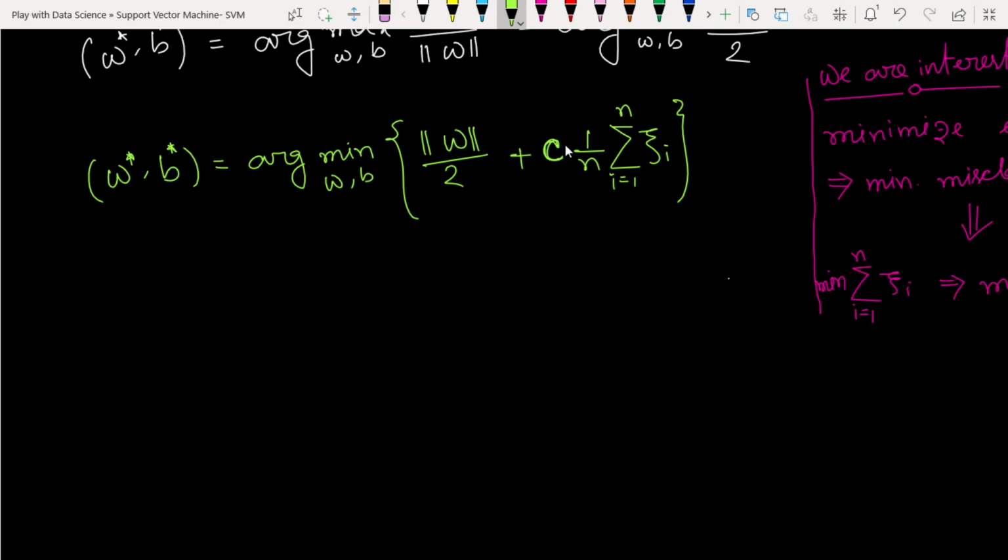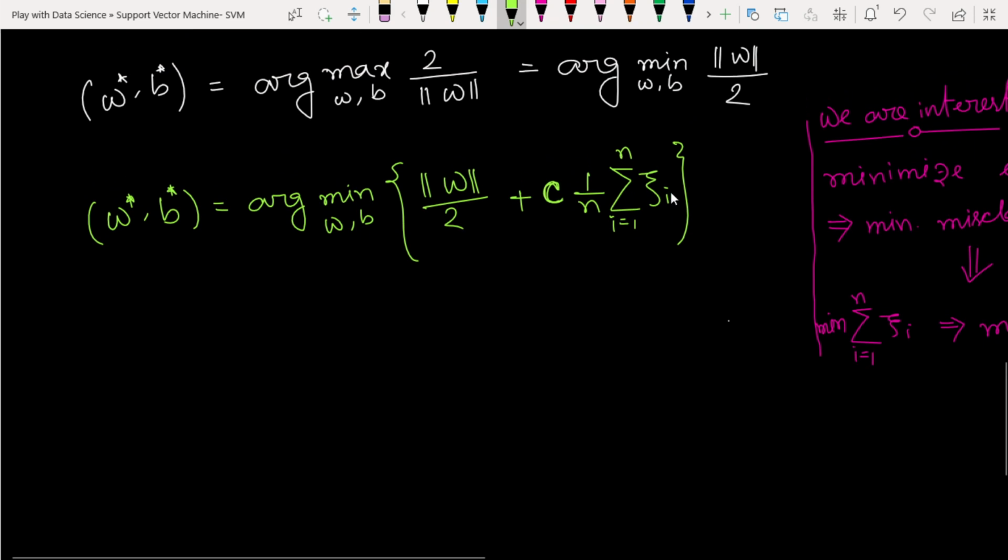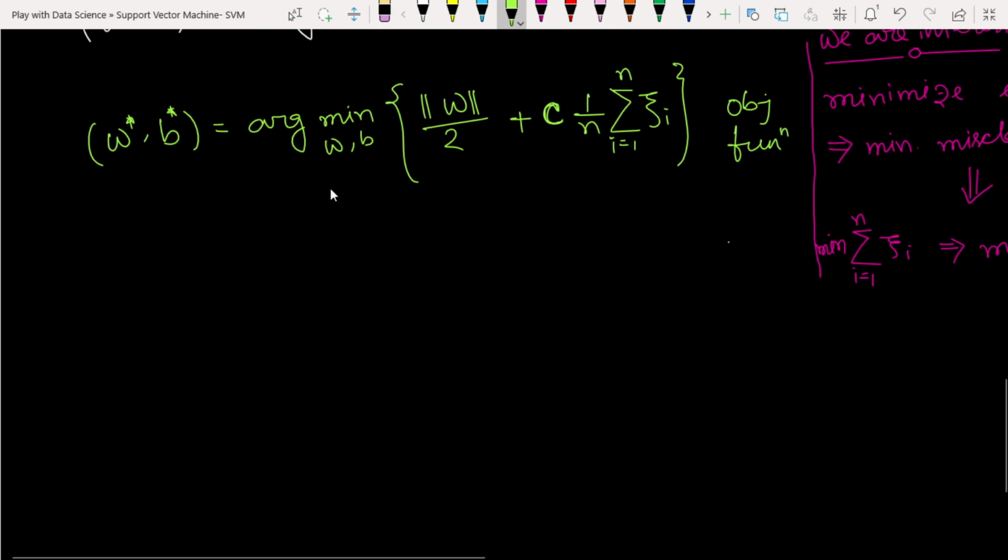So this total thing is our optimal equation. This is our objective function. Now we are interested in writing the constraints. So what will be our constraints?